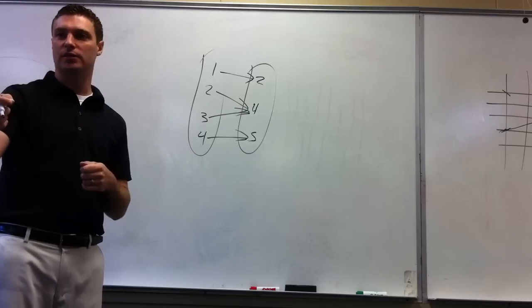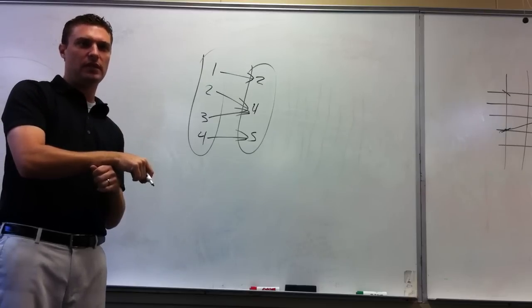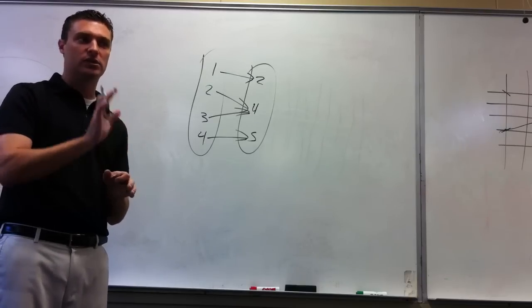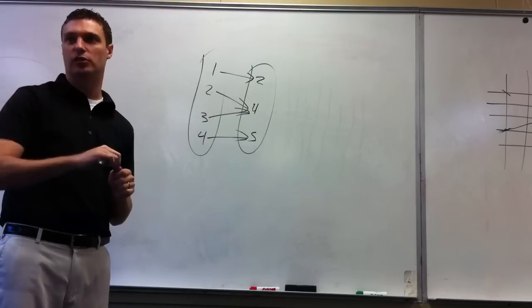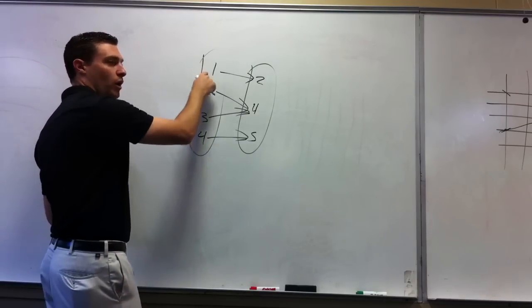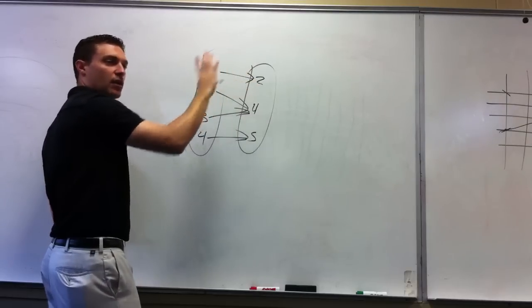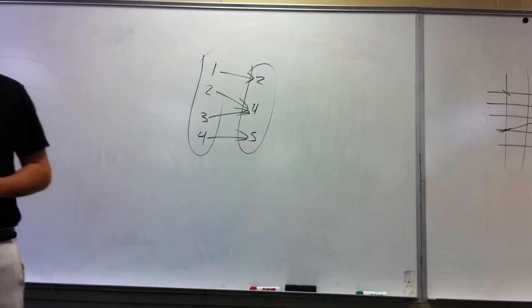Is there an output that has more than one input associated with it? Yes, but that's okay. What's not okay is for one input to have two outputs associated with it. So no input can have more than one output. You can't put in 1 and get 2, and put in 1 and get something other than 2. That would not be a function. Okay? So this is a function.